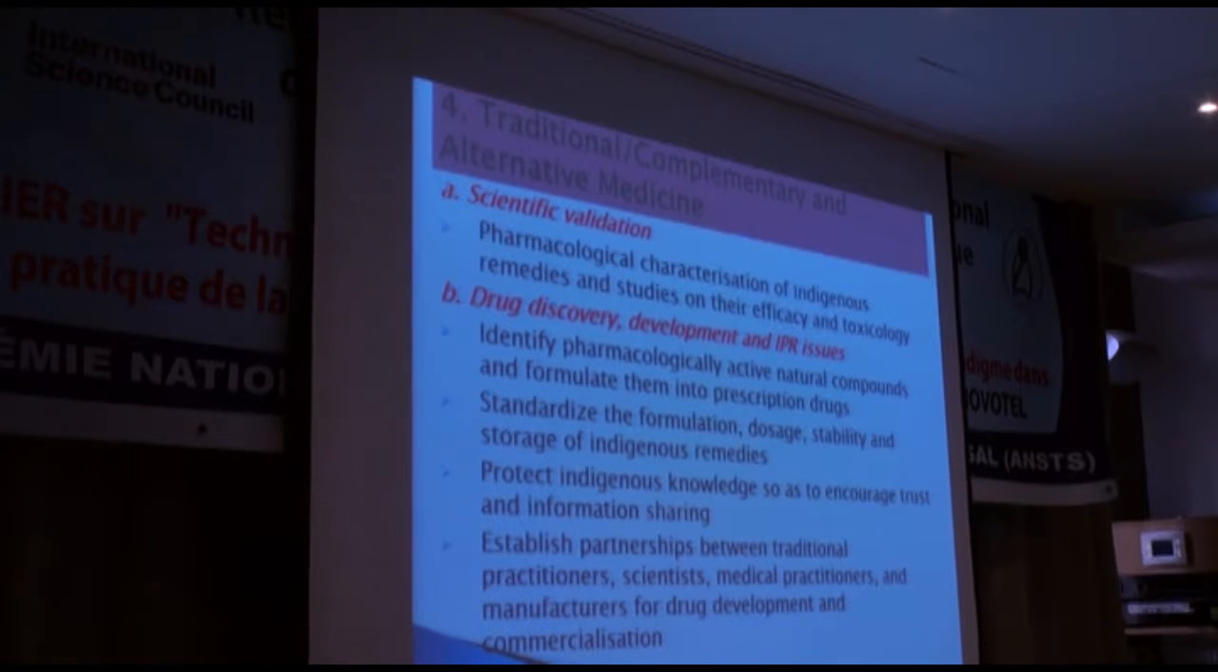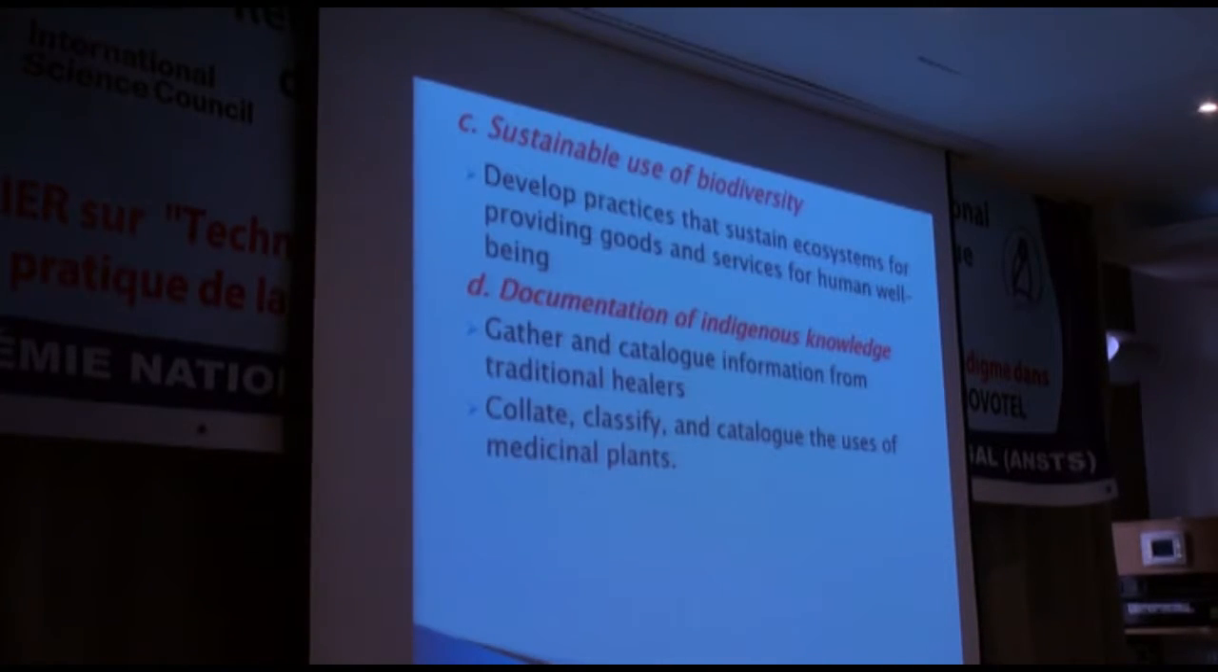That's why we need this scientific validation, using what we have to find out a lot of discovery within that. Now look at this documentation of indigenous knowledge, meaning that we'll have to gather and catalog information about our traditional healers. They may not have gone to school, but they know what they are talking about.